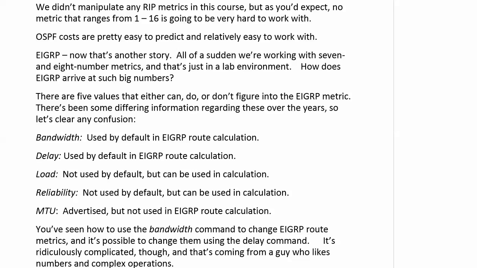Still on that subject of route metric manipulation, we just saw how to do that in EIGRP with the bandwidth command. Now with RIP, we don't manipulate any RIP metrics in this course because we don't really work with it anymore in the CCNA. But as you would expect, a metric that ranges from 1 to 16, with 16 being unreachable, is going to be really hard to work with. There's not a lot of tweaking you could do.